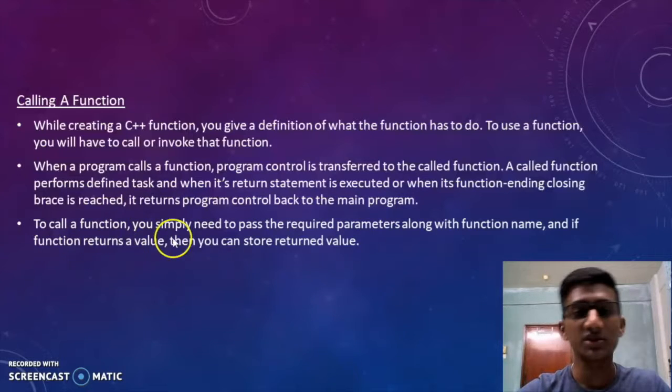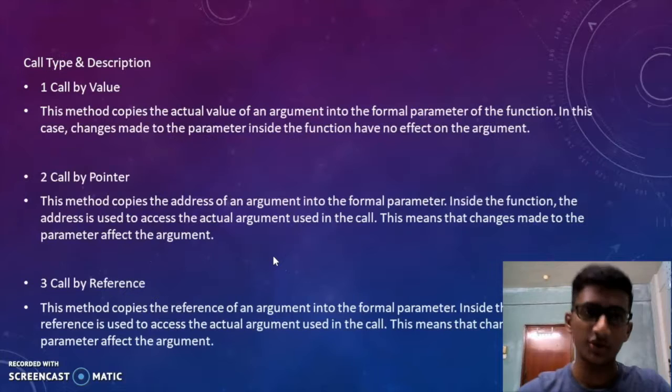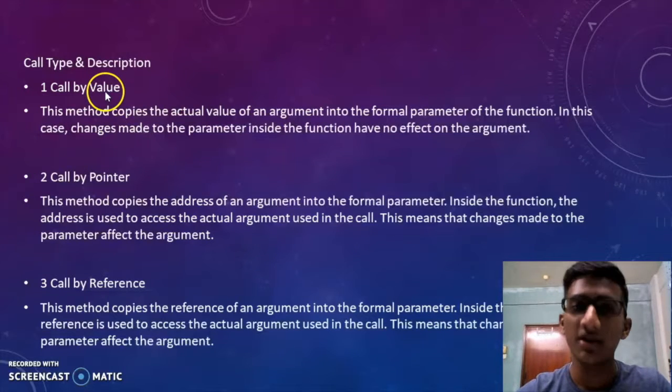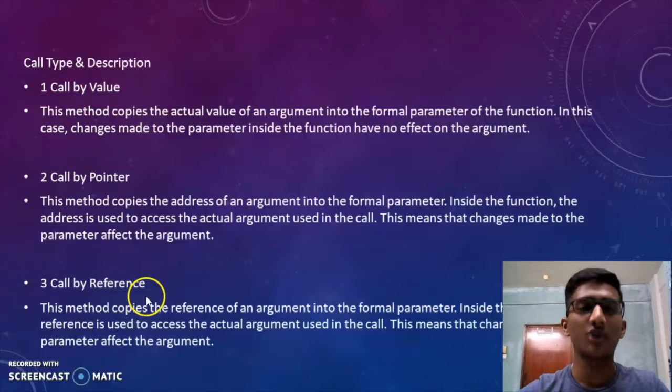To call a function, you simply need to pass the required parameters along with the function name, and if the function returns a value, then you can store the return value. Call types and description. There are three types: first is call by value, call by pointer, and call by reference.